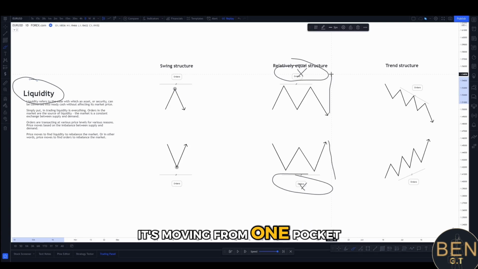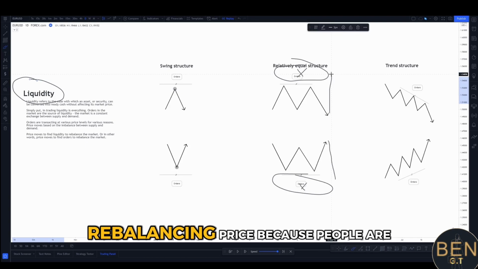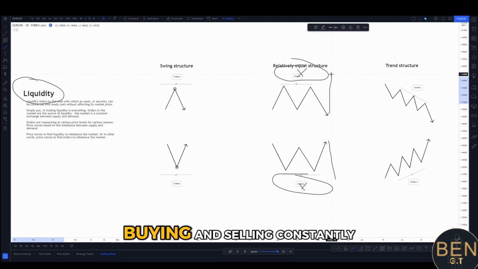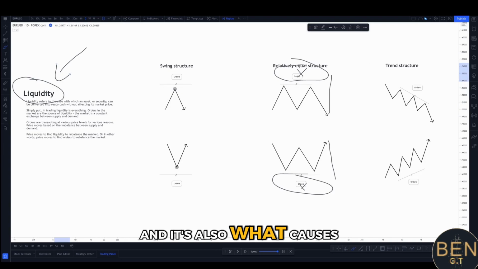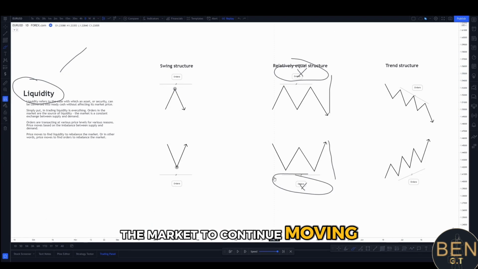It's moving from one pocket of liquidity or one pocket of orders to another, rebalancing price, because people are buying and selling constantly. People are buying and selling at different sizes. And for everyone that needs to buy, there needs to be a sell. For everyone that needs to sell, there needs to be a buy. And that constant balance in the market is what provides the liquidity, and it's also what causes the market to continue moving up and down.